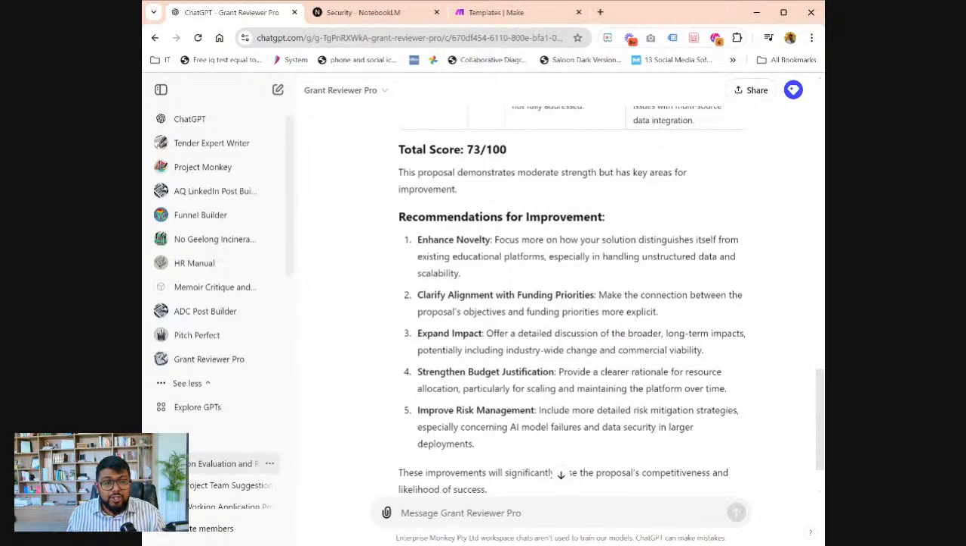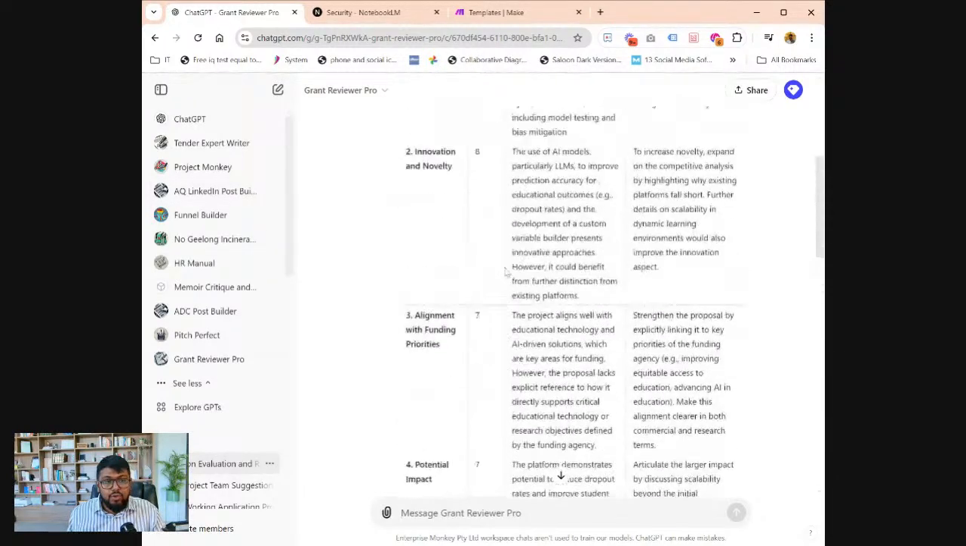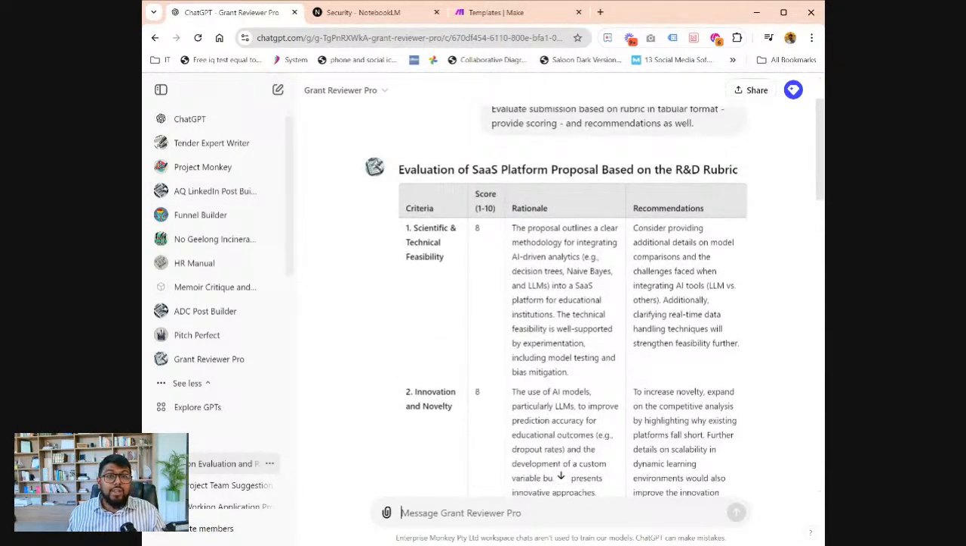But at the end, it actually gives me the recommendations for improvement, and it says enhance novelty, clarify alignment, expand, and so on. Now I can actually ask it, can you rewrite it for me? And then it will start to rewrite it for me as well. Or I can take these recommendations and feed them back in to make sure that I am receiving a high score on my submission. Again, this is just one use case of analysis and evaluation. You can take participants' data, any type of report, any type of logs, have a rubric, and make sure that it's analyzing accordingly.